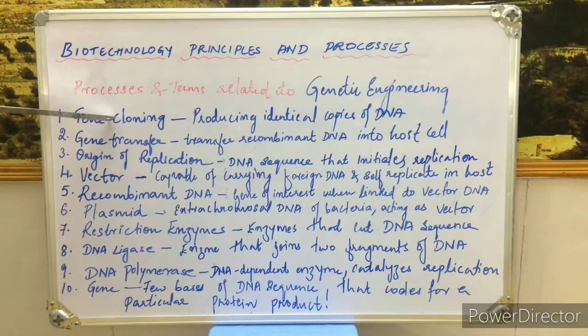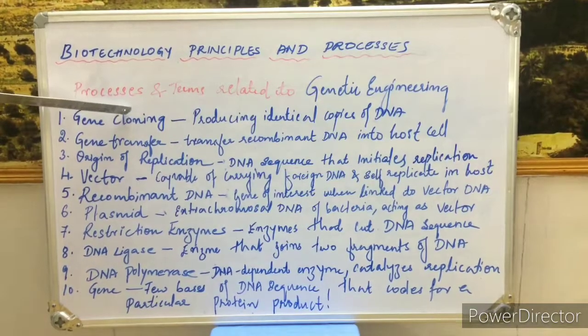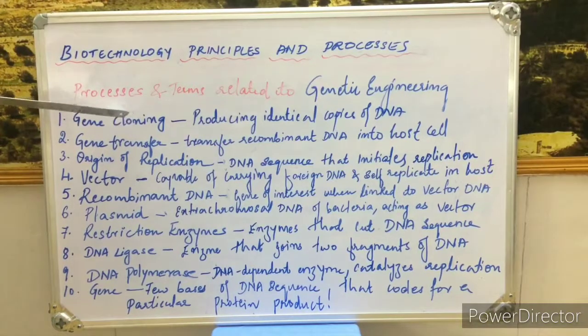wherein that particular organism cannot produce the product. For example, you are going to produce insulin in the E. coli cells, that is bacteria, whereas in nature, in general, this insulin is produced in human beings, right? So the same thing you are going to produce in the E. coli cell.